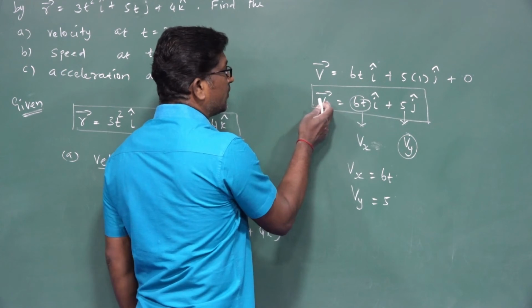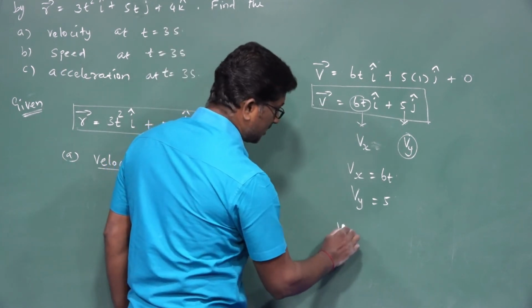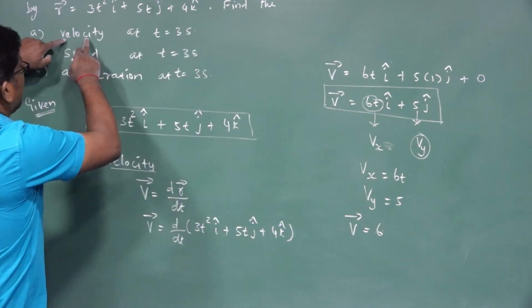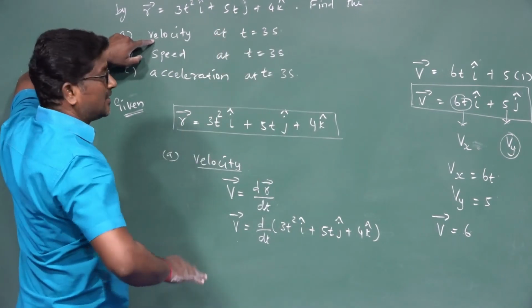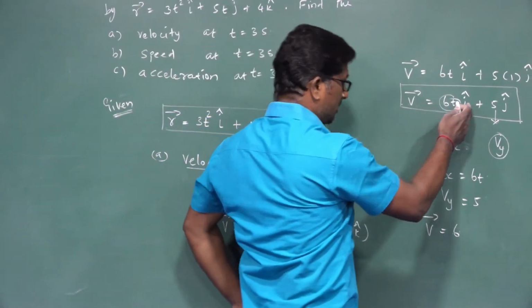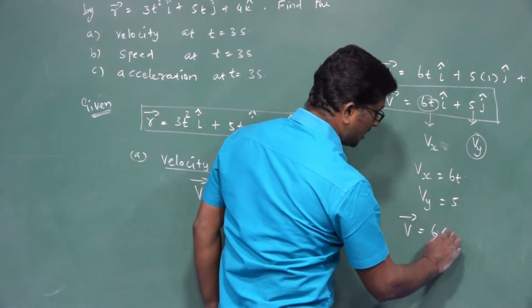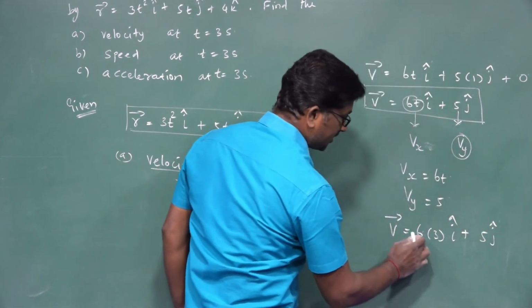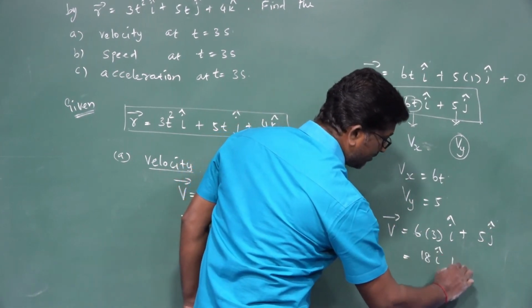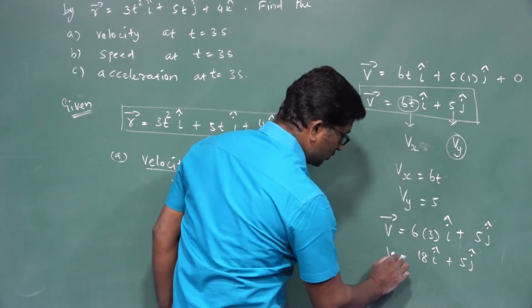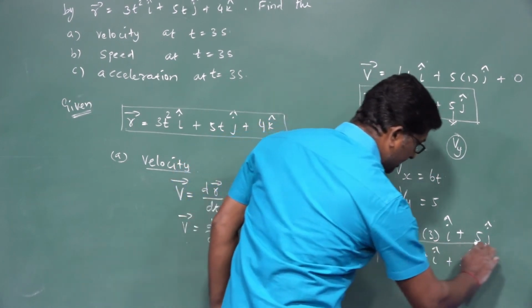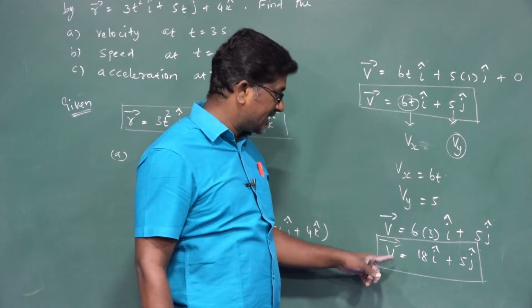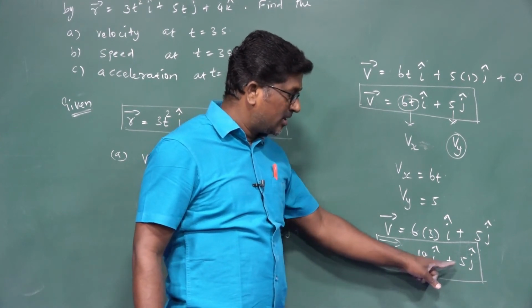Okay, what we want to find out? The velocity of the particle at time t equal to 3 seconds. So substitute t is equal to 3 seconds here. Then v vector is equal to 6 times 3 into i cap plus 5 j cap. 6 threes are 18, so 18 i cap plus 5 j cap. So the velocity of the particle at time t equal to 3 seconds is v vector equal to 18 i cap plus 5 j cap.